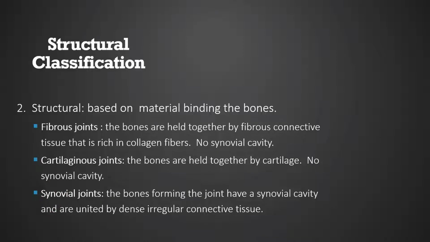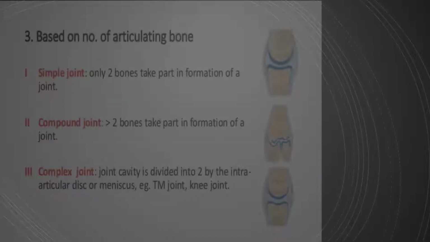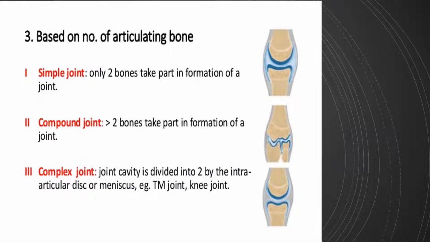The third classification of joints can be made on the basis of the number of articulating bones that contribute to the joint formation. So there can be simple joint, compound joint and complex joint, right? In a simple joint, as the name itself suggests, the joint is formed simply. That means only two bones are taking part in the formation of the joint. In a compound joint, there are more than two bones that take part in the joint formation.